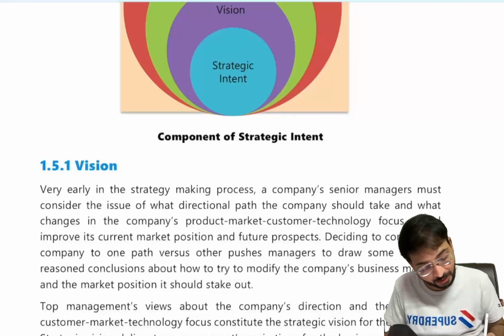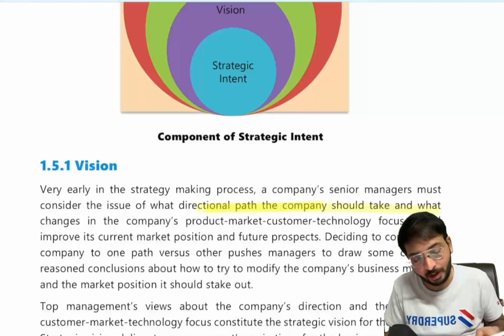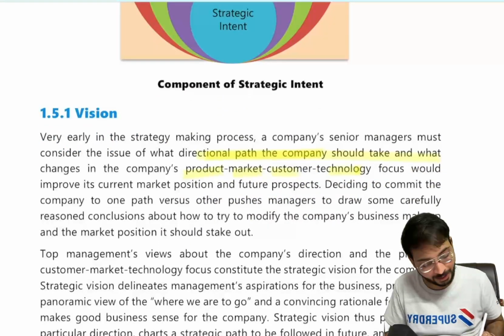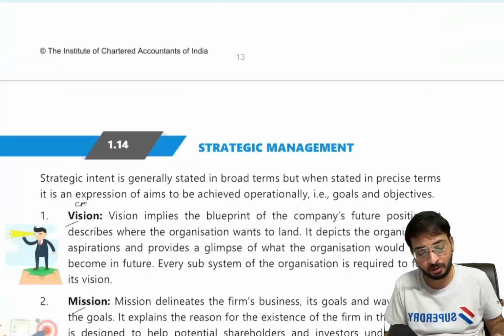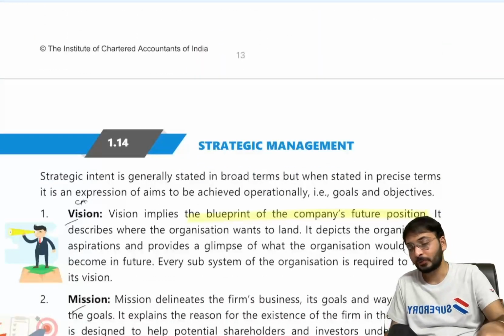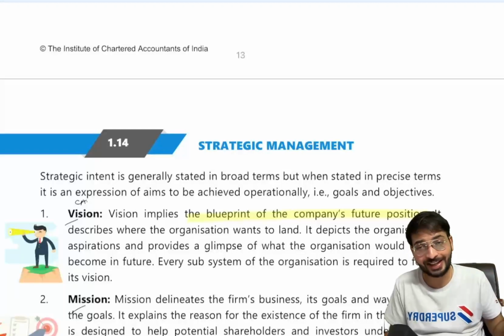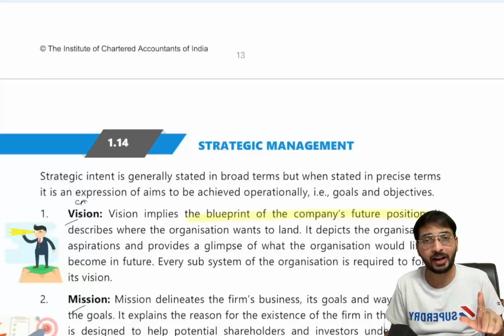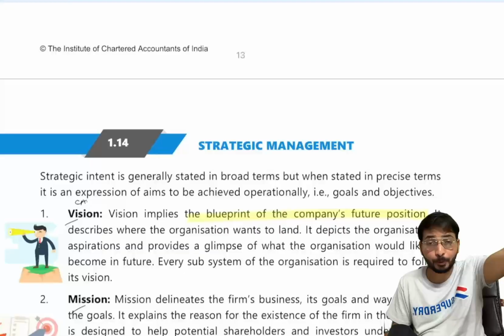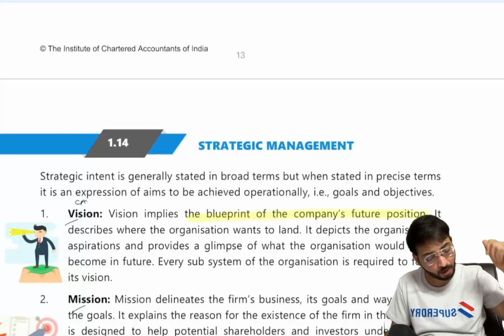Directional path in the future by targeting four things, which is called product, market, customer and technology. Where you want to go in the future is called vision. Vision is a blueprint of a company's future position. All right, so we started with intent. Intent is why you want to do that particular business. Now we are doing something called values. Values are a blueprint of a company's future position, which means in future where you want it to go.